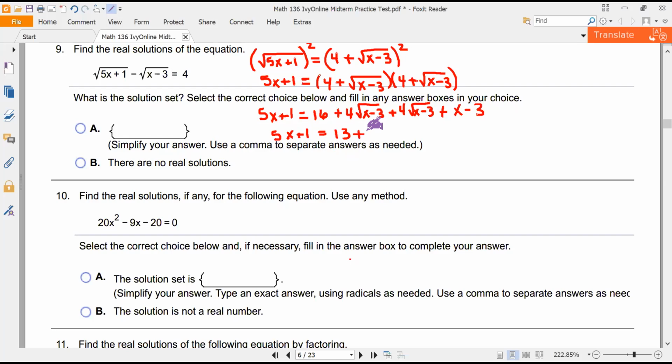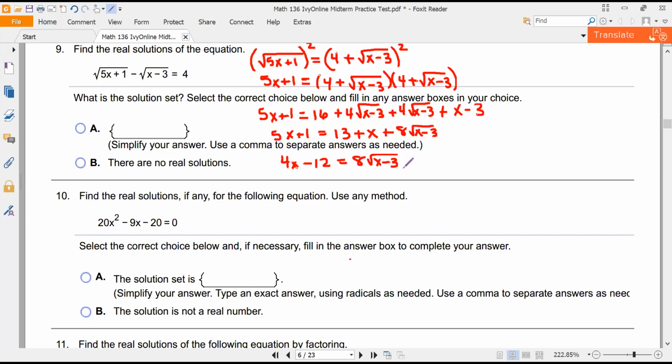I also have my plus x that's not in a radical, and I usually put my radical at the very end. So this is an 8 because it can add those like radicals on the square root of x minus 3. You'll then want to move everything else to the other side. Try to get this radical isolated because we do still need to get rid of it. So 5x minus 1x would be 4x. 1 minus 13 would be negative 12 equals 8 square root of x minus 3.